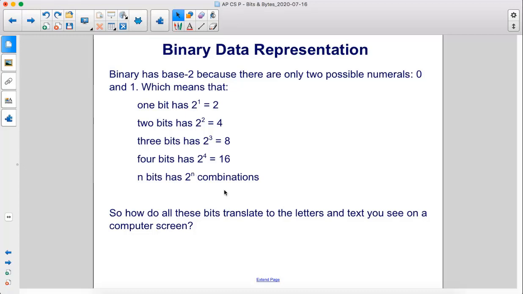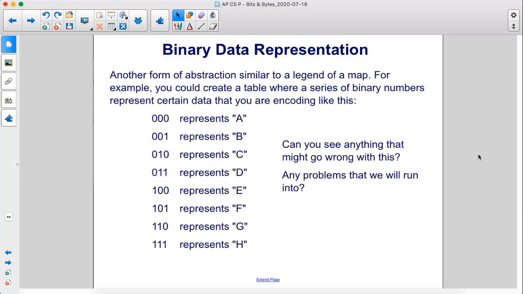So how do all of these bits translate to the letters and text you see on a computer screen? Binary data representation is another form of abstraction similar to a legend of a map. For example, you could create a table where a series of binary numbers represent certain data that you are encoding, like this. 000 represents A, 001 represents B, and so on.